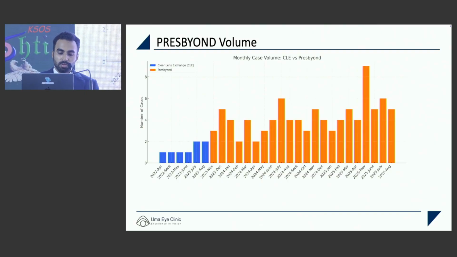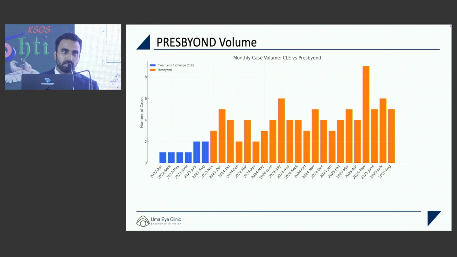Our volumes of presbyopic patients treated in the last 1 year has enlarged exponentially. Before introducing Presbyon, we used to do maybe 3 to 5 clear lens exchanges for presbyopia in our practice every year. But now, as of the last 2 months, we have done 10 Presbyons every month.